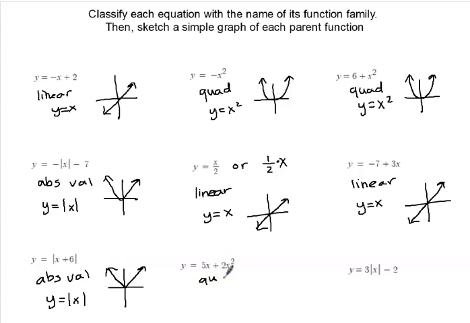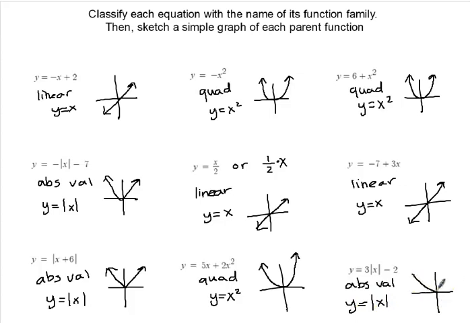This is a quadratic. Remember, we need to focus on that highest exponent. So y equals x squared is the parent function. We have a parabola centered at the origin. And last, absolute value. Y is equal to the absolute value of x, which would be a V-shaped graph centered at the origin.